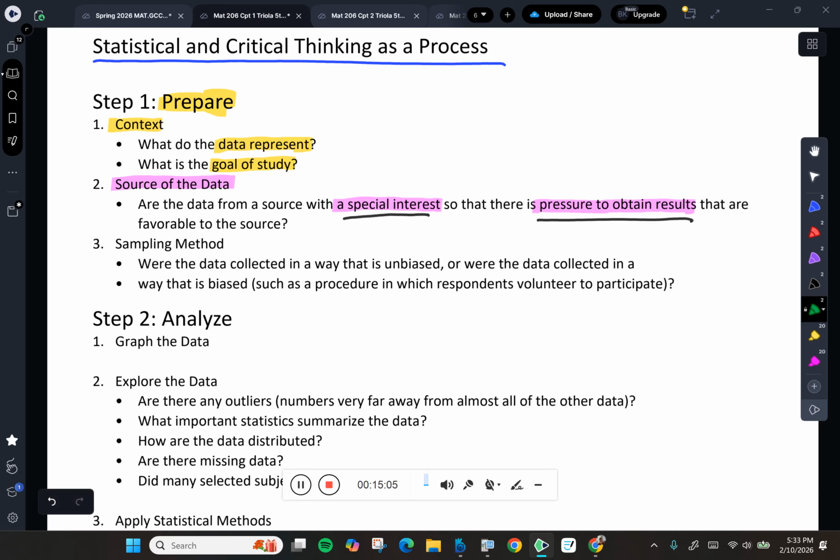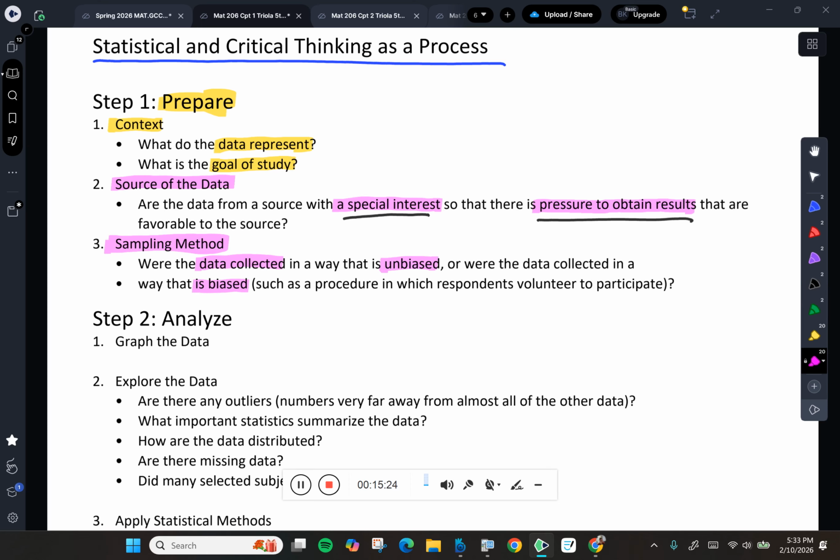Another thing you might want to ask yourself is, how did they get the data? What was the method that they used to collect the data? Was the data collected in a way that was unbiased, or was it possibly biased? Because we don't want biased data, right? So how did they get their data? How did they collect it?